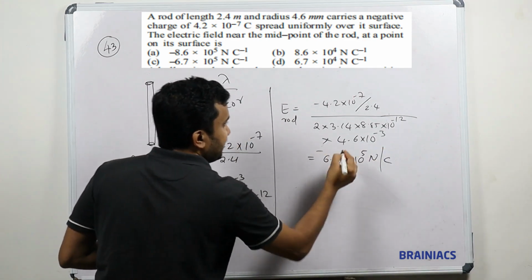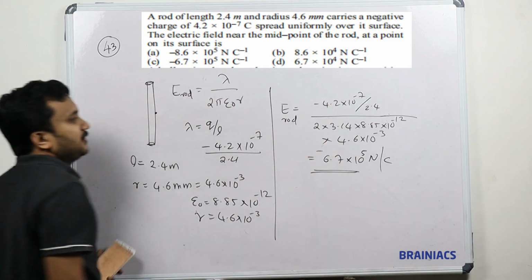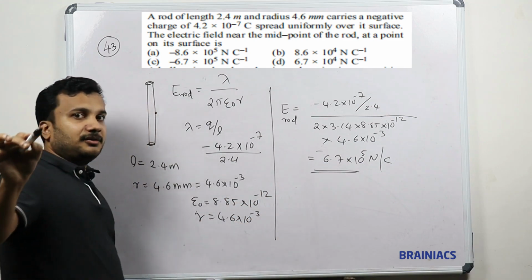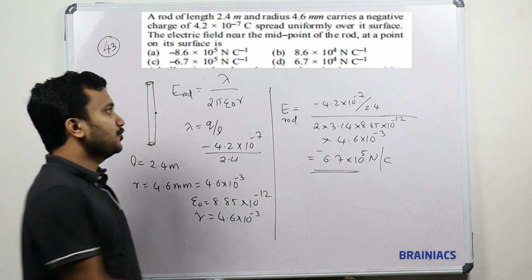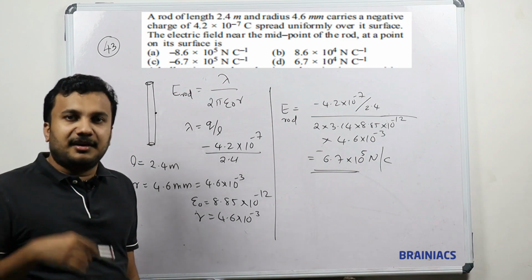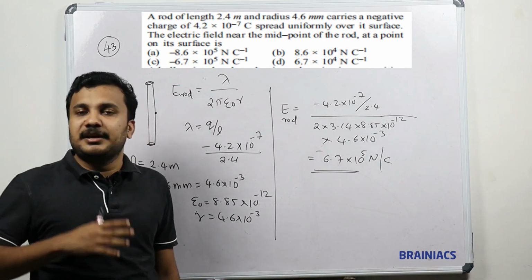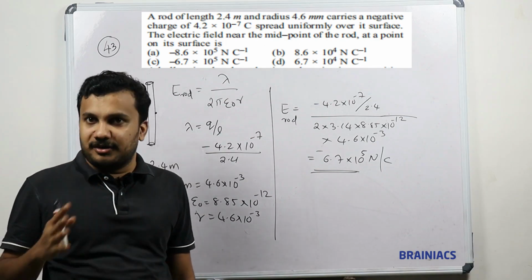Newton per coulomb, minus, because of the negative charge: 6.7 into 10 power of 5. Do not take a calculator. Do not use your mobile phone to solve these values. Write it and solve it manually, because if you are going for NEET or IIT JEE, or any entrance examination, calculators are not at all allowed.